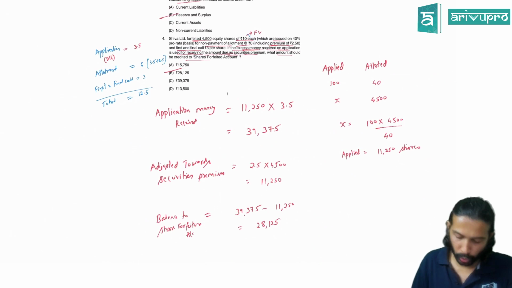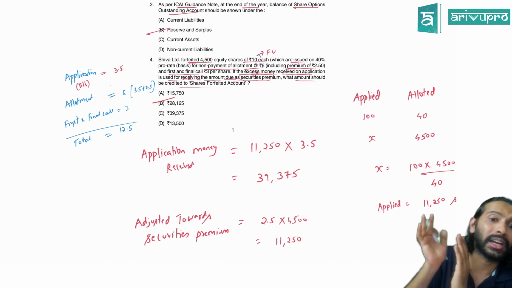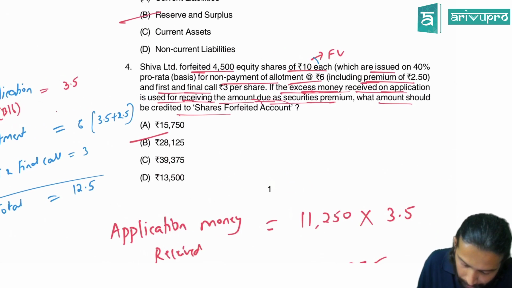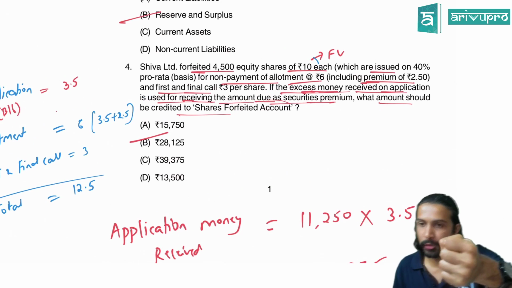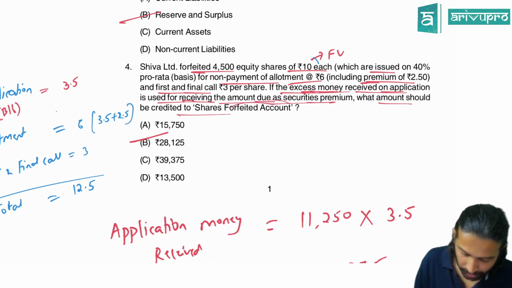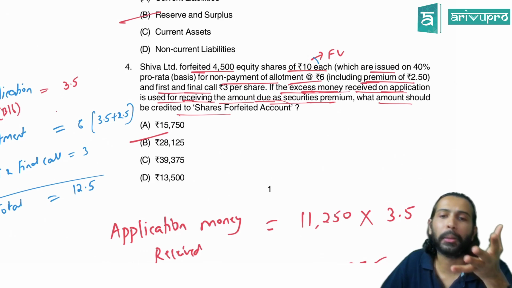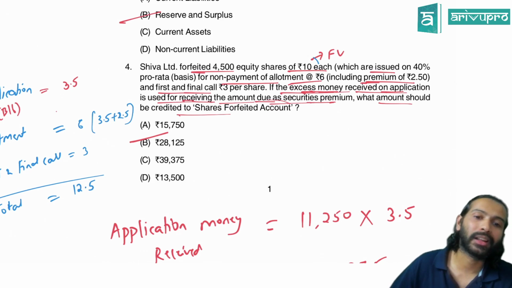Sir, I have clearly told you. Share forfeiture account is a penalty. The company is keeping that money with themselves. This is a capital profit. After share forfeiture, the company will reissue. Once the company reissues them, any balance in share forfeiture account, where will you transfer that? It is a capital profit which will be transferred to capital reserve.